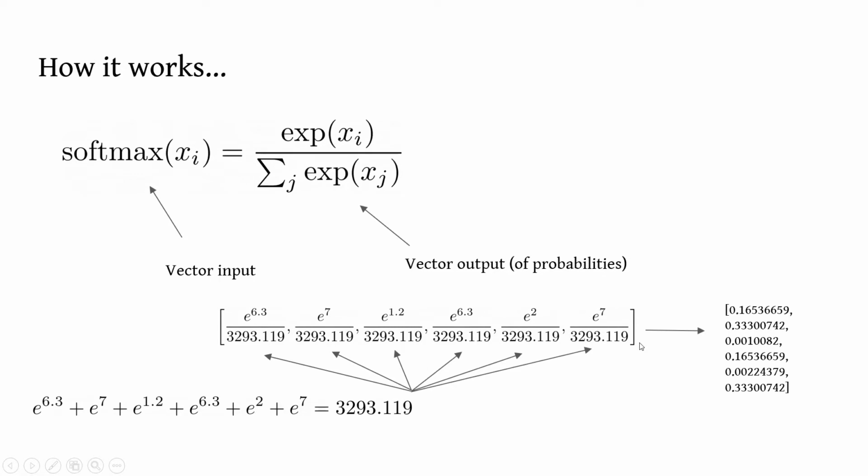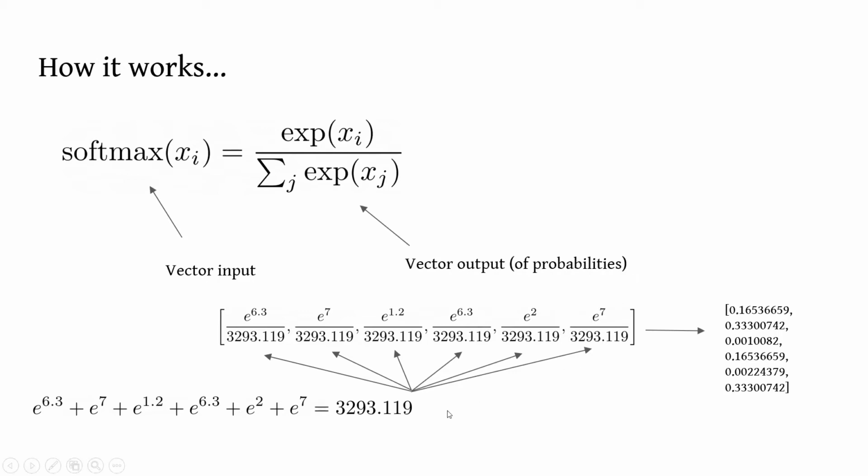So how does it work exactly? Given a vector input, what you do is take e to the power of each element in the vector, and we're dividing it by the sum of e to the power of every element in the vector.